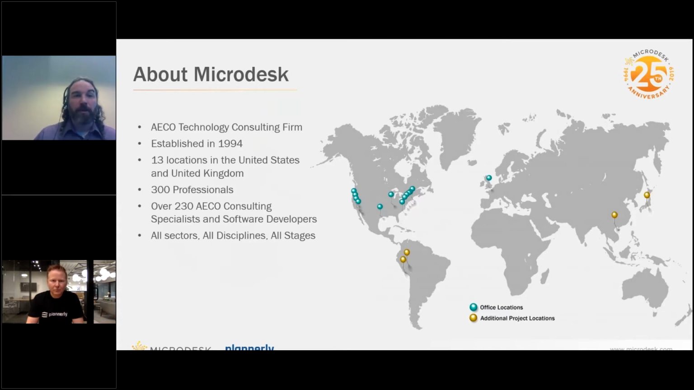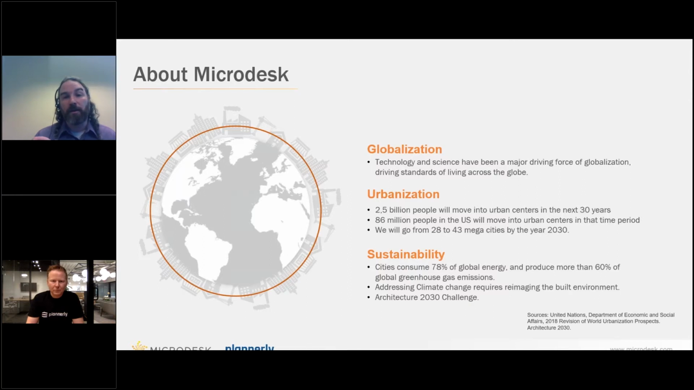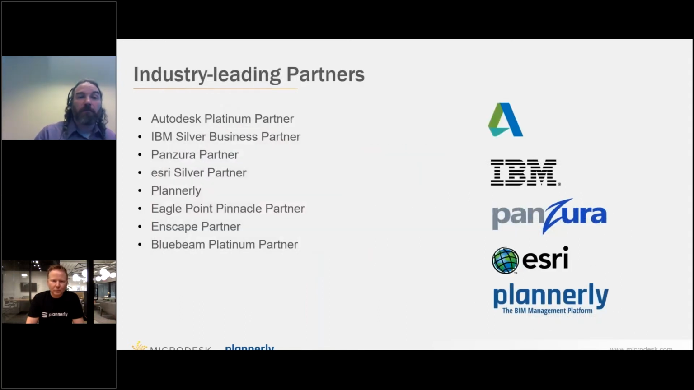A lot of our focus these days is on ever-growing globalization and urbanization. A lot of our projects with our clients are focusing on sustainability and trying to make sure that the technology that is available is used as efficiently as possible to make the best of what resources are around. And in helping us do this, we have a bunch of industry-leading partners. One of the most recent ones is Plannerly, which is part of what this presentation is about, to announce that and to make sure everybody's aware of what the tool is and how it can benefit projects.